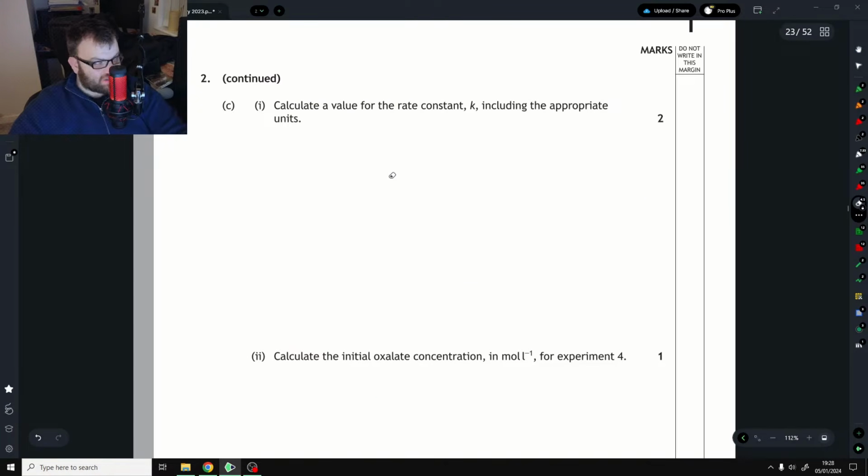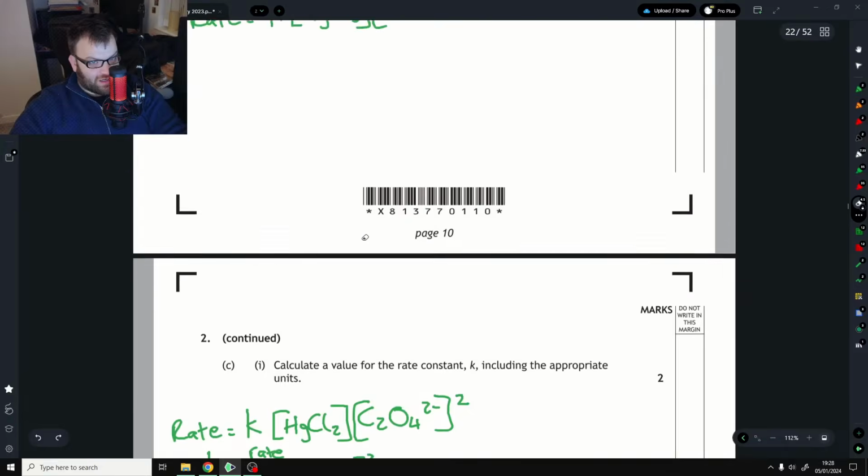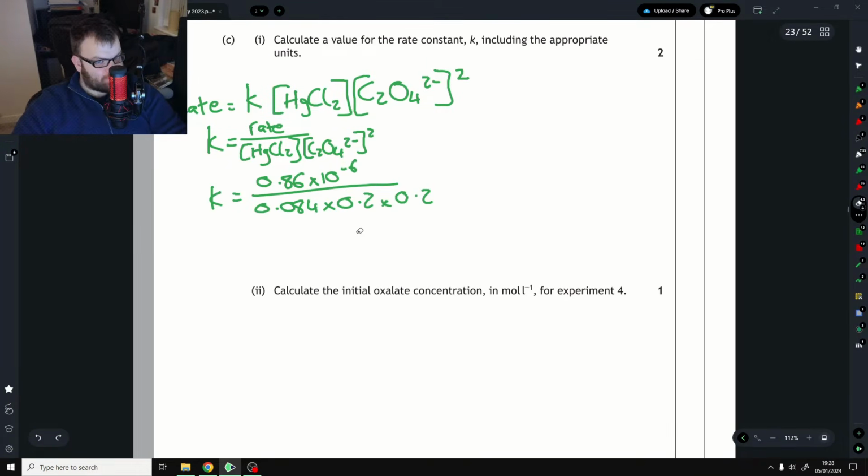Next question, we're asked to calculate the value of the rate constant for this reaction. We take our rate equation from above. We're going to rearrange it to figure out what K would equal. So K would be rate divided by the concentrations, remembering to square the oxalate one. We can pick any of the experiments in the table. I'm going to go for experiment 1 just because it's the first one that's there. Popping those numbers in, we can then plug it into our calculator and we will end up getting our value of 2.56 times 10 to the minus 4.